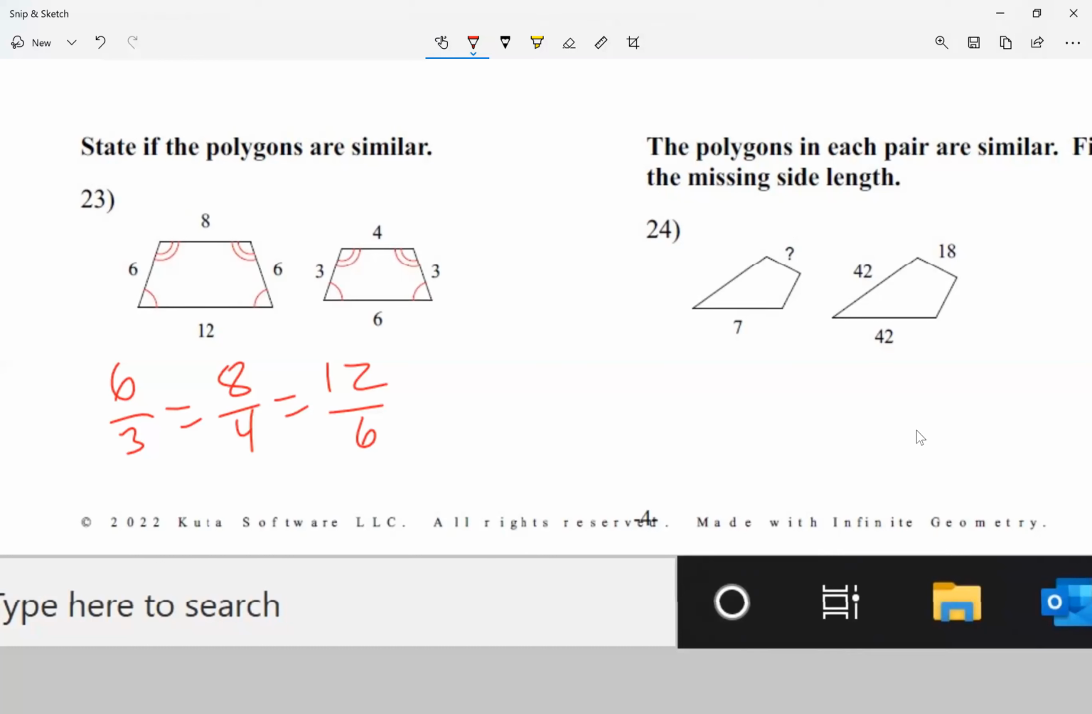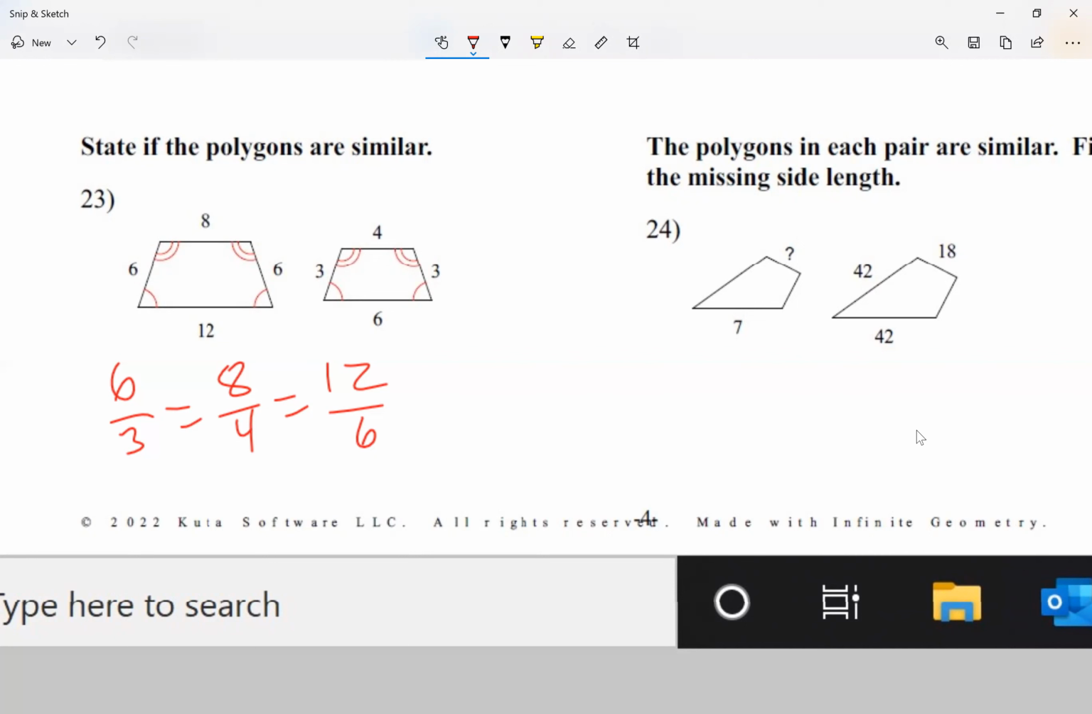All right, we can cross multiply two fractions at a time, right? 6 times 4, 3 times 8, and then 8 times 6, 4 times 12. Now, we cross multiply two fractions at a time, and if I get the same result, the fractions are proportional. Another way I can do it, that way I can do it all at once, I can simplify my fractions.